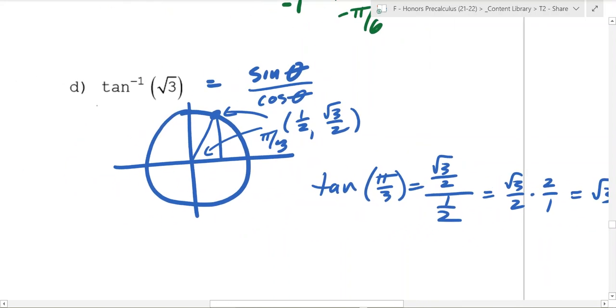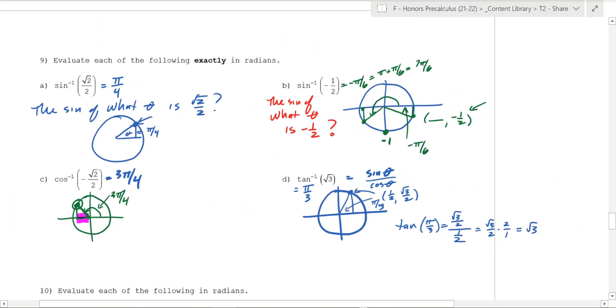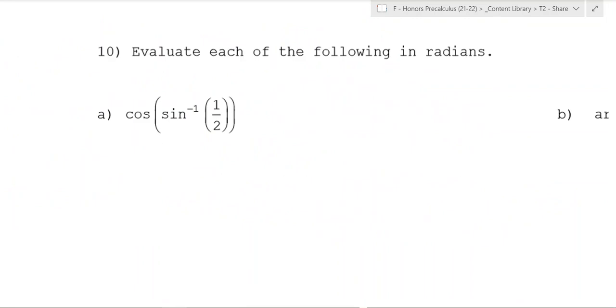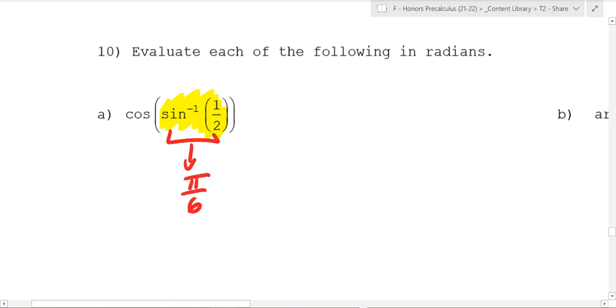So this is actually going to occur when you're at pi over 3. These inverse trig values are easier as long as you've memorized the unit circle values very, very well. So how do you work with these when they're nested together? Well, you do the inner one first. This says the sine of what is 1/2? The sine of what angle is 1/2? Well, the sine of pi over 6 is 1/2. So this right here is pi over 6.